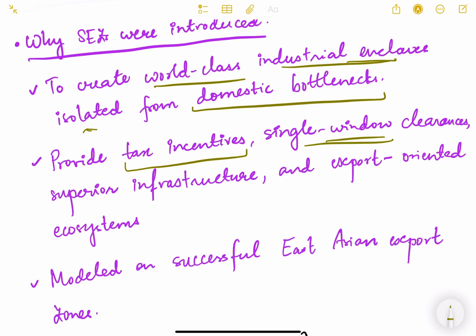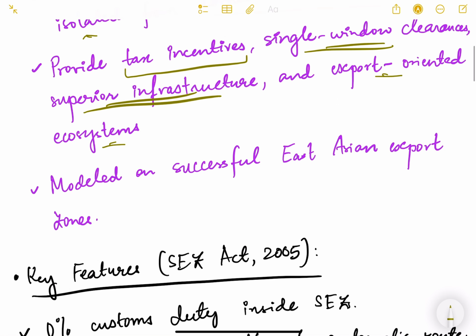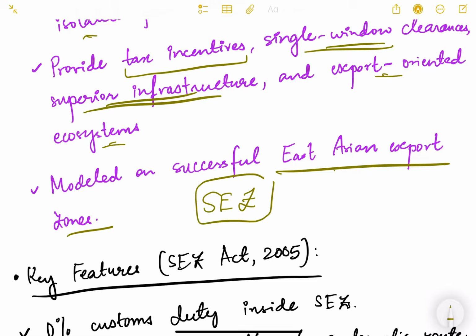Single window clearances, meaning they don't have to run to 10 offices to get 10 permissions. Now it can be done through a single portal. Then superior infrastructure and export oriented ecosystems. It is modeled on successful East Asian export zones. So SEZs in India have taken inspiration from East Asian countries' export zones.